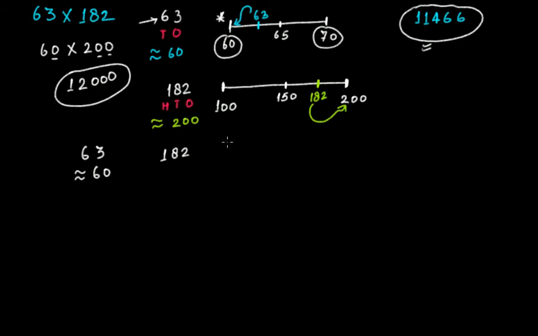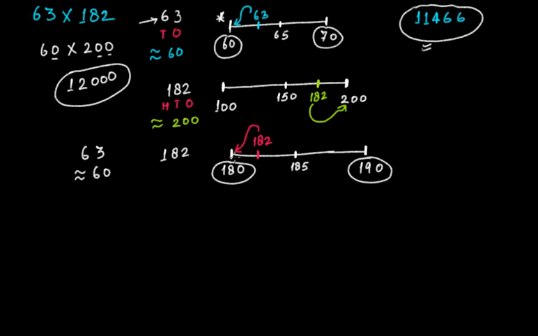The two close tens for 182 will be 180 and the next one will be 190. 185 will come somewhere here. Our number is 182, so suppose it comes here. 182 is nearer to 180, and therefore the rounded value for 182 will be 180. Remember, in this case we haven't applied the general rule of estimation. We have rounded it off to its nearest 10.